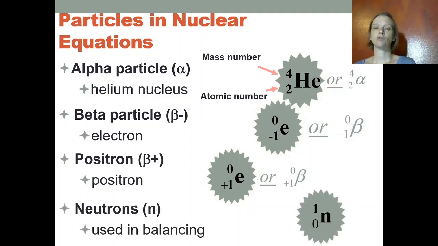Lastly, neutrons. Neutrons are often gained or released in a nuclear reaction, and we use these to balance our nuclear equations because neutrons don't do anything to the atomic number. They have an atomic number of 0, but they can add or remove from the mass of a nuclear equation.